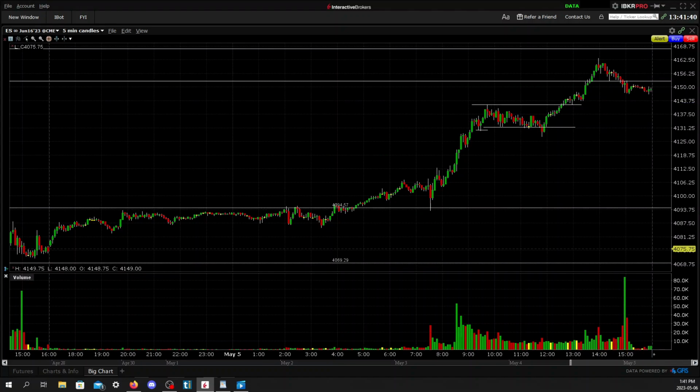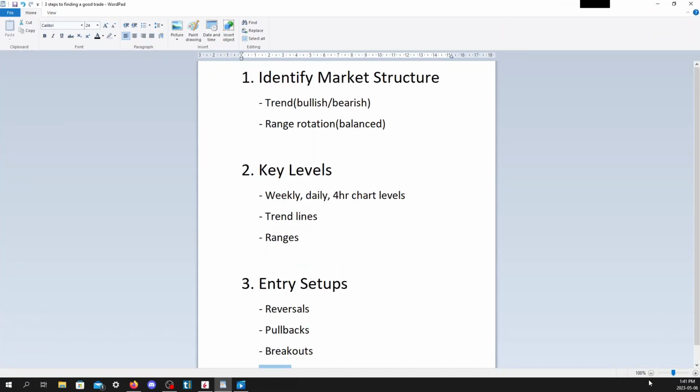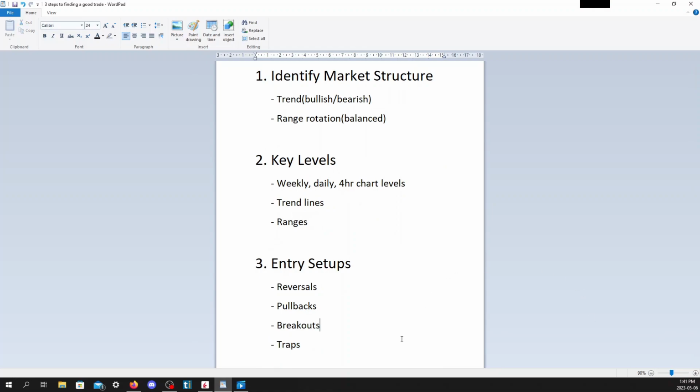So let's just quickly summarize what we looked at here. Basically, what I do first is identify the market structure. Are we bullish? Are we bearish? And again, we are day traders, so we are not too concerned about the weekly time frame and the larger time frames, but it's good to be aware of them, as I discussed earlier. And whether we're in range rotation or trending is going to determine how I trade for that day.